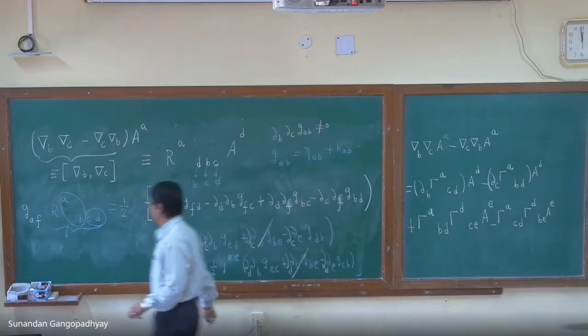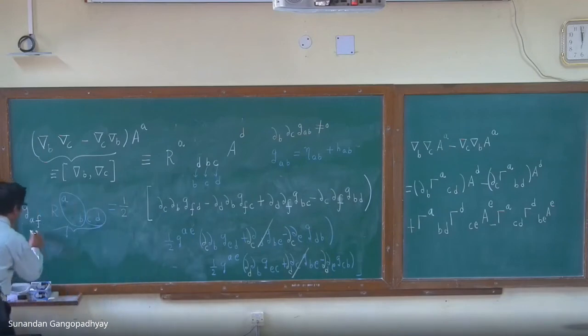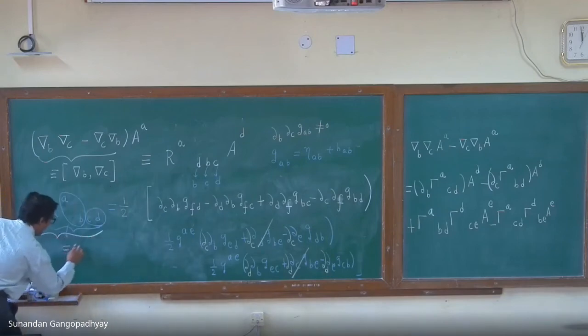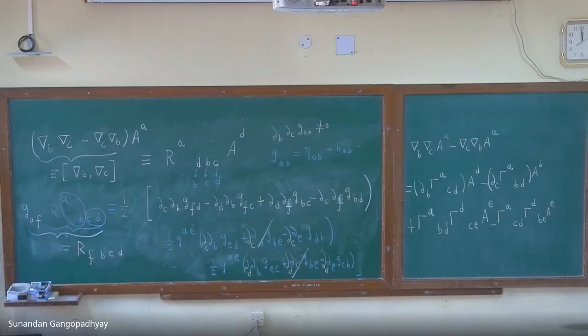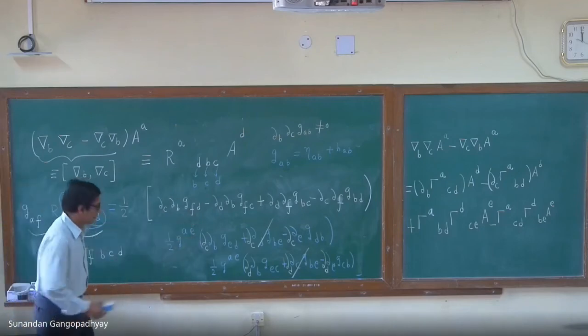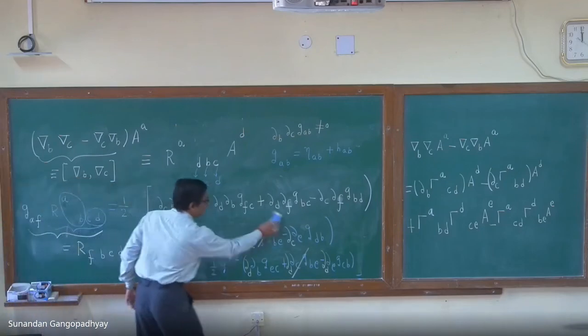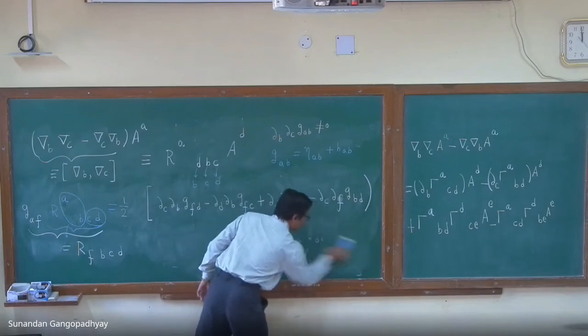You have got this nice result. This is R F B C D. Is it okay? Very good. So now we have a very nice expression which you can actually tackle. It's not that big. And you can remove all these intermediate steps.